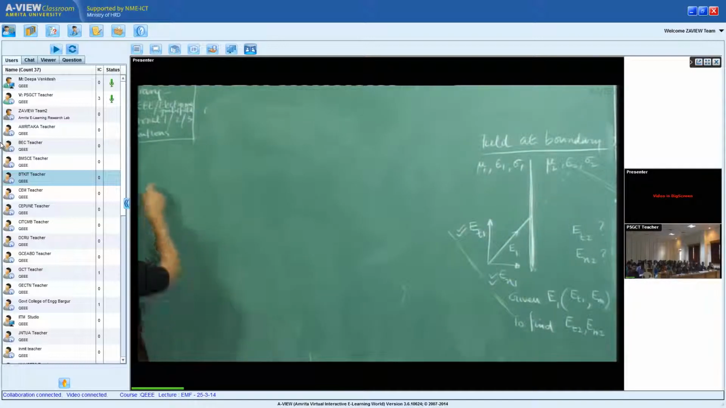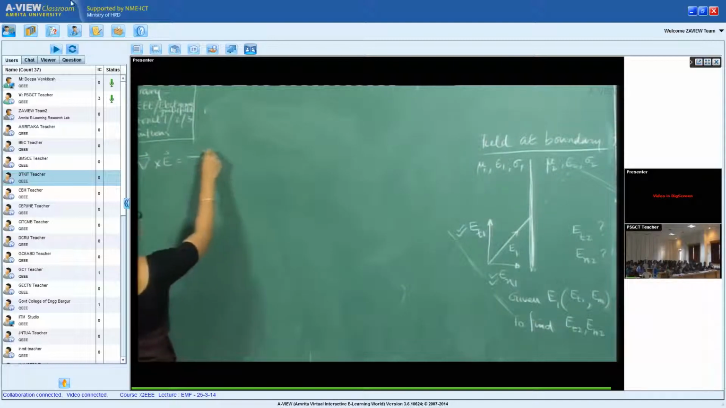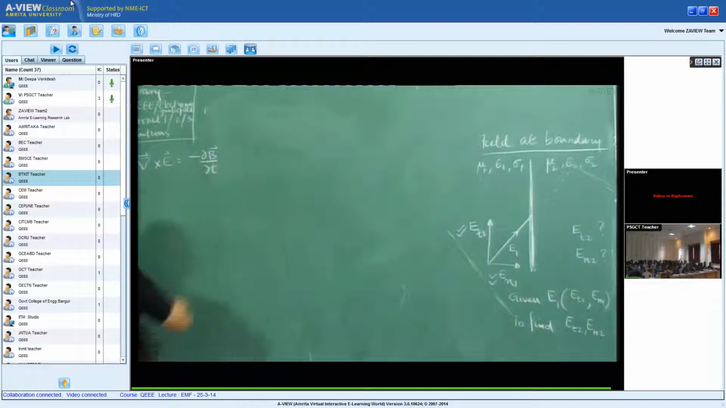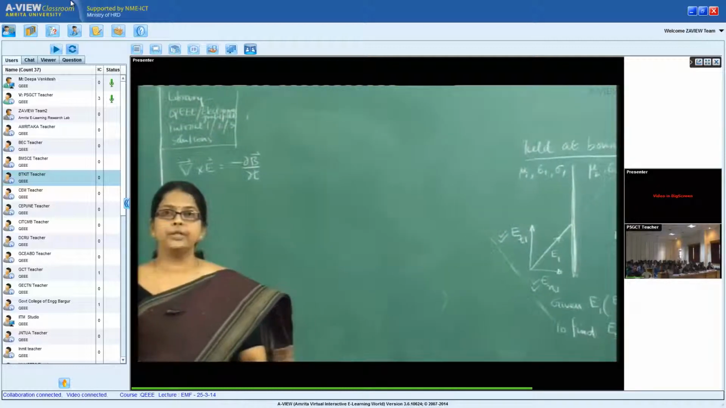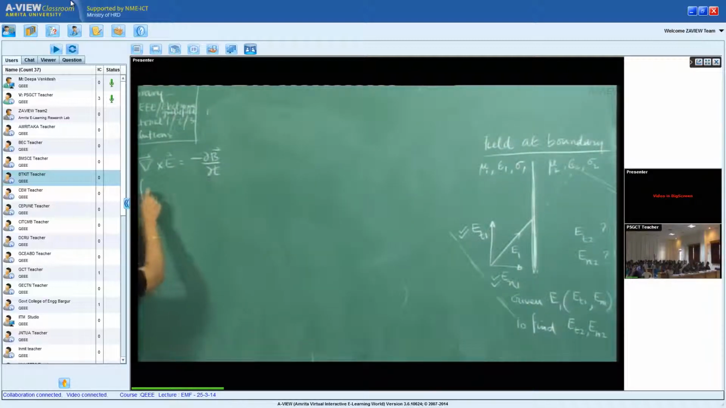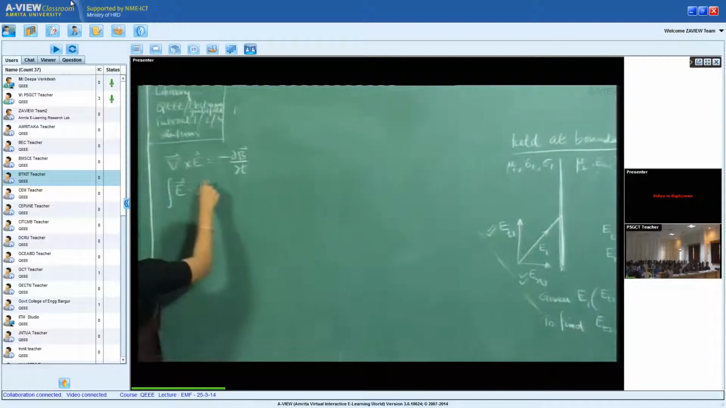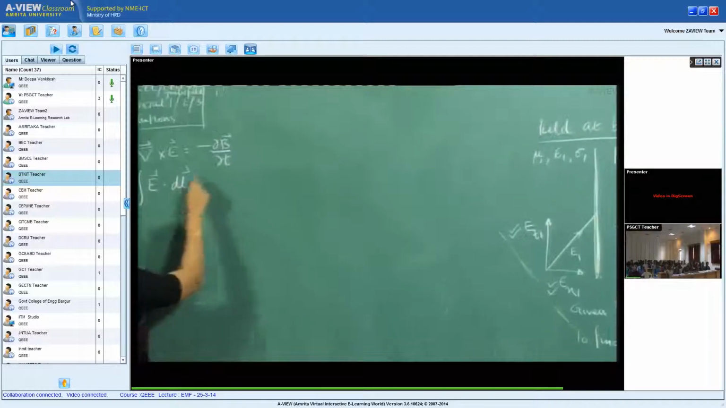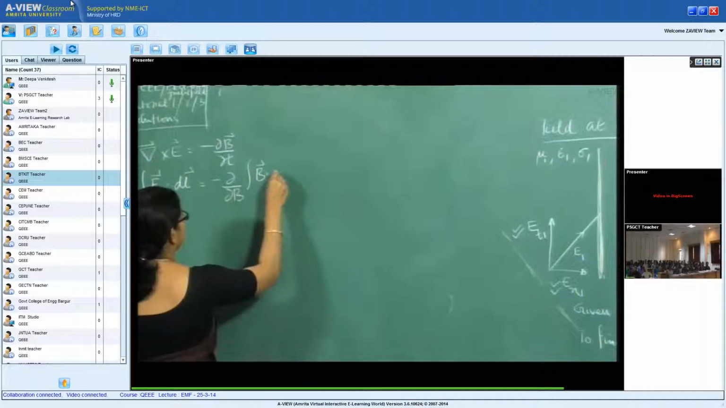So we had Faraday's law, which was curl of E is minus del B by del t. The corresponding integral form is the line integral of E dot dl equal to minus del B by del t dot ds.